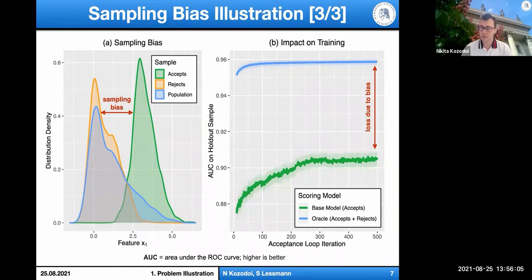We see that there is a gap between the performance of these two models, and this gap remains large over the acceptance loop iterations. And this gap is exactly the model performance loss due to sampling bias, because the model is the same, but the underlying training sample is different. For the base model, you have a biased set of accepts. For the oracle model, you have a whole population of applicants, accepts plus rejects.